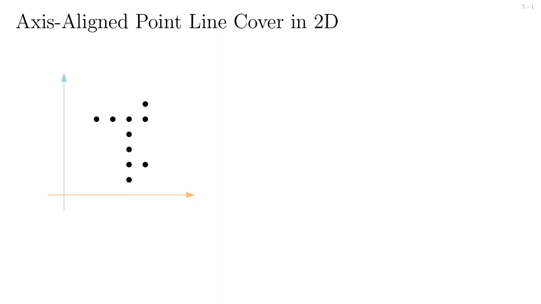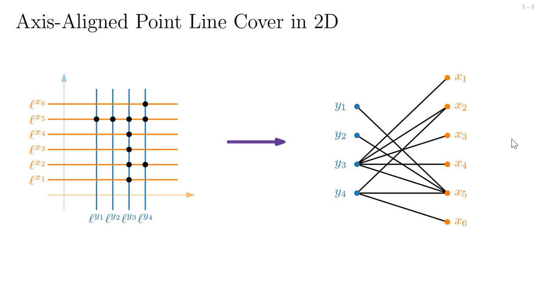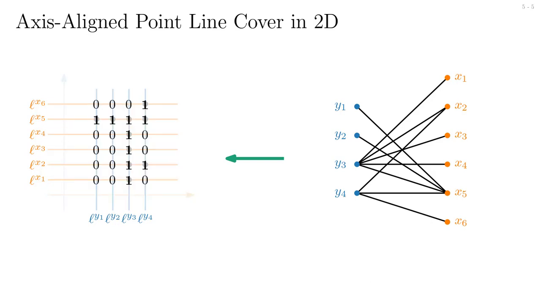In our paper, we considered a special case of the point line cover problem, where we force lines to be axis parallel, like here. Every such instance can be represented as a usual bipartite graph, where on different sides you have vertices corresponding to lines that are parallel either to the x or to the y-axis. In this case, every bipartite graph can be represented as a point line cover instance, because the adjacency matrix of every bipartite graph has this grid-like structure.